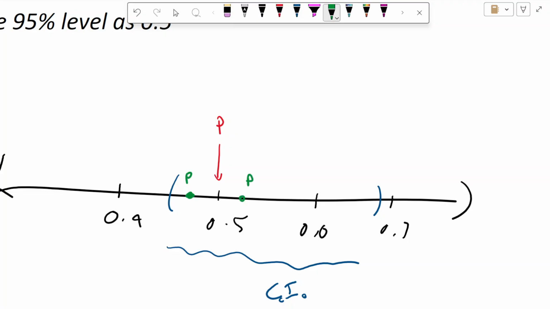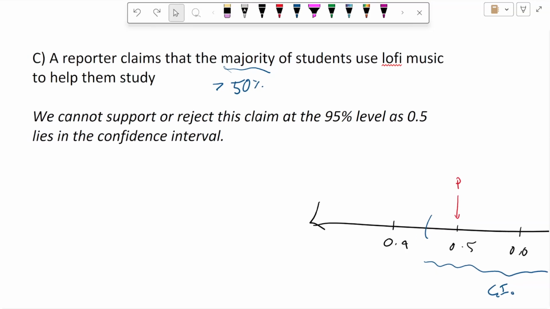or it could be here. So it could be lower or higher than that value. We just don't know. So we cannot support or reject the claim. Now, if they were claiming that over 40%, then that would be fine. It's just 50% lies in the confidence interval.